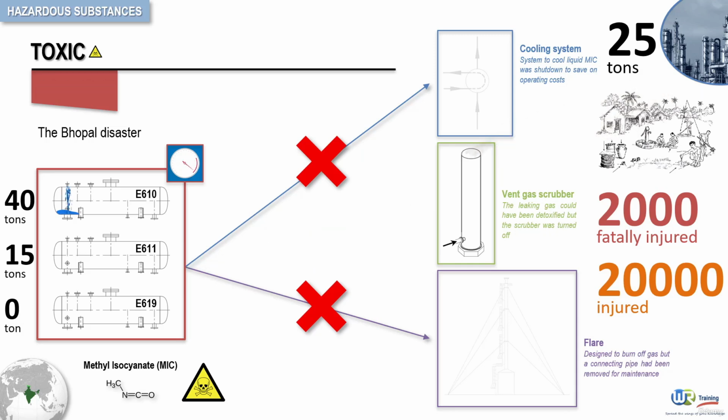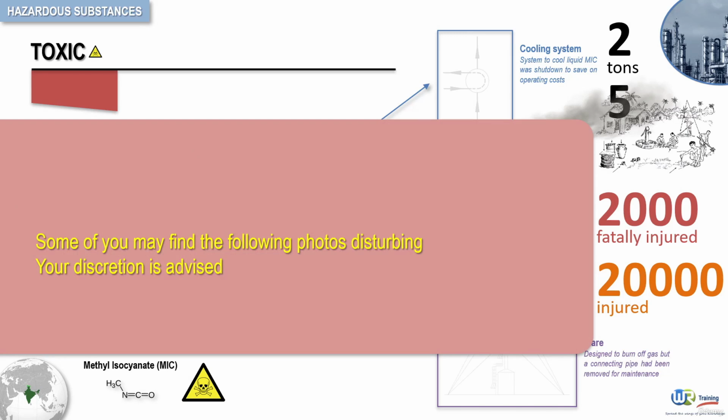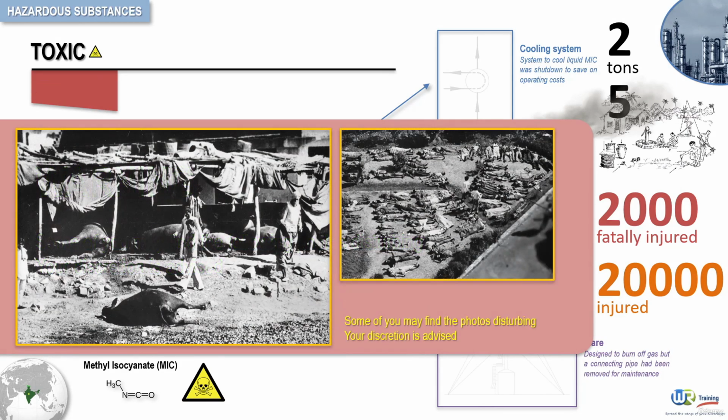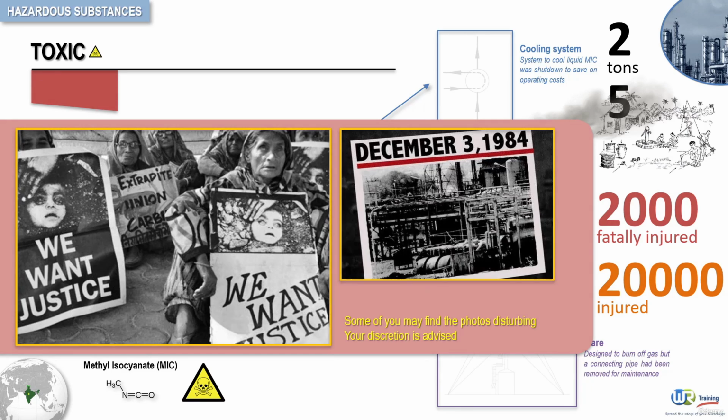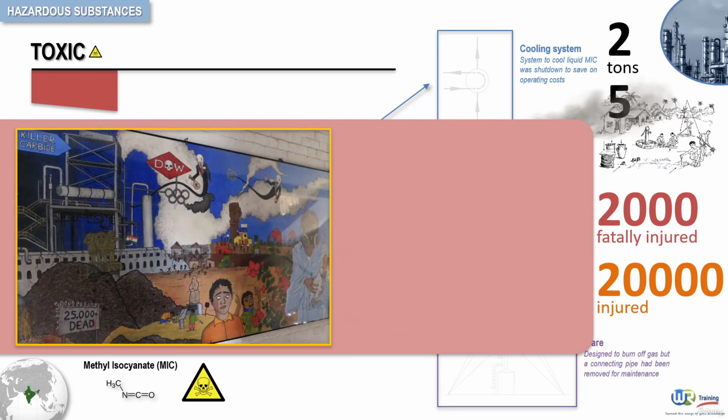Now, the photos that will follow next were taken days after the accident, and outline once again that the Bhopal disaster is undoubtedly one of the most significant disasters in the history of the chemical industry. Now, some of you may find the following photos disturbing, so your discretion is advised. These photos were only provided to raise awareness that contact with hazardous chemicals can prove fatal in a matter of seconds.